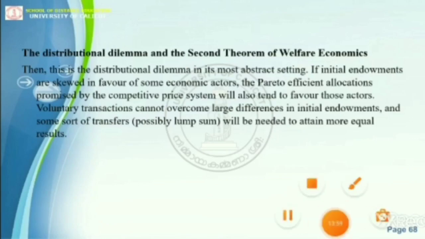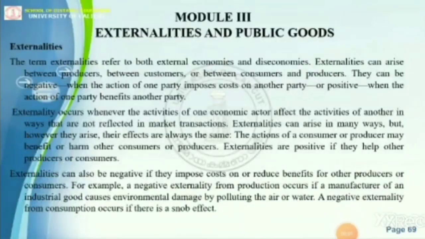Okay. Module 3: Externalities and Public Goods. Externalities. So we have to know what is externality. The term externalities refers to both external economies and diseconomies. That is, externalities can arise between producers, between customers, or between consumers and producers. They can be negative when the actions of one party impose costs on another party, or positive when the action of one party benefits another party.